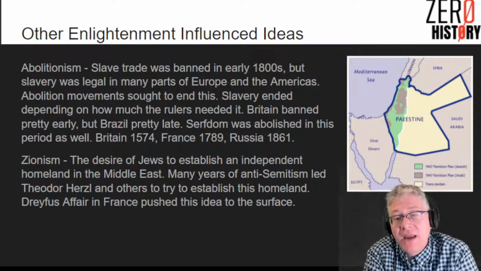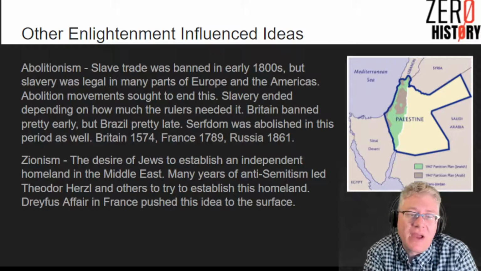So the idea then is that more and more Jewish people will move to this region, and we see throughout the late 19th, early 20th century, and maybe even a little bit before then, more and more Jewish immigration to the area that is known to the British as Palestine.